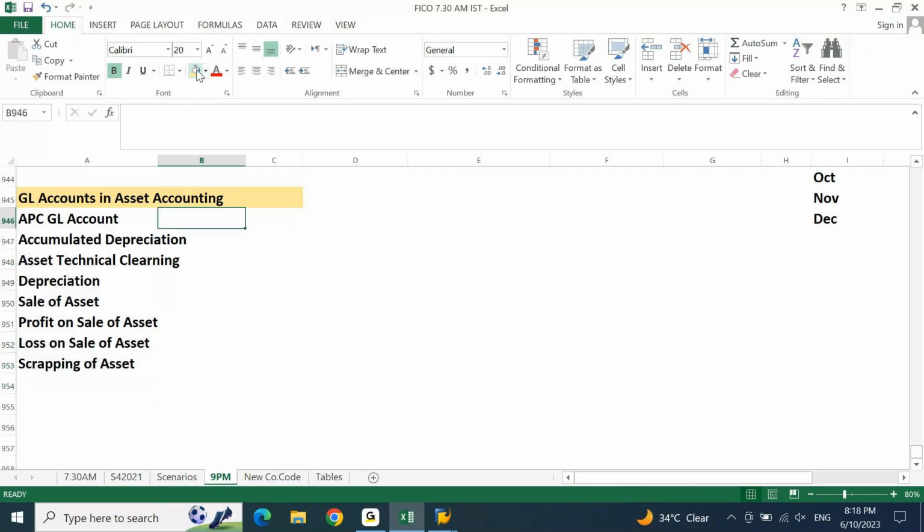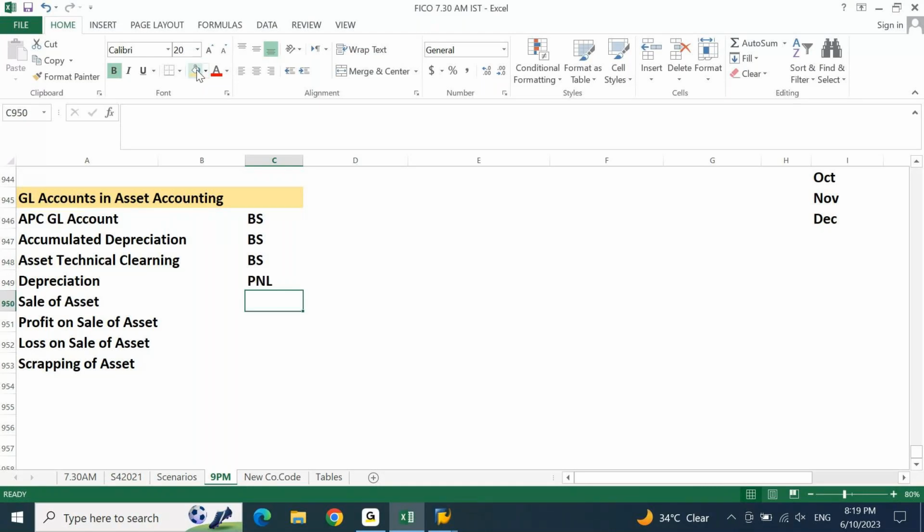Now, for the asset APC GL account, we need to understand whether this is a P&L account or a balance sheet account. Asset APC GL account, this is a balance sheet account. BS represents balance sheet. Accumulated depreciation, is this P&L or balance sheet? Balance sheet. Asset technical clearing account, is this P&L or balance sheet? Balance sheet. Depreciation, P&L. This is a P&L account.